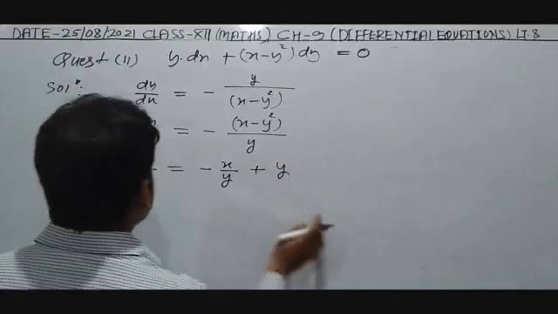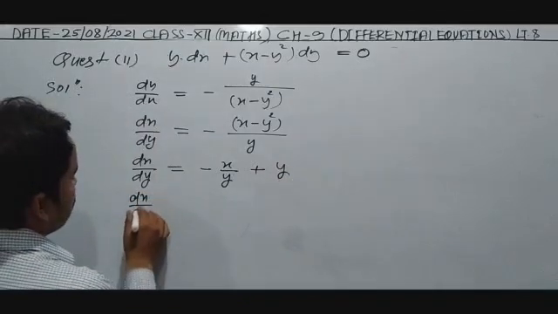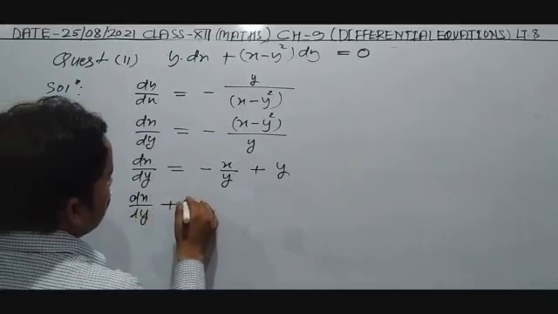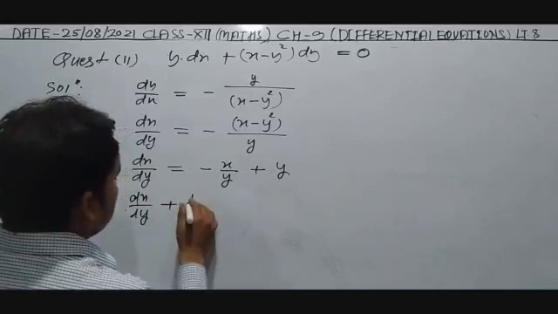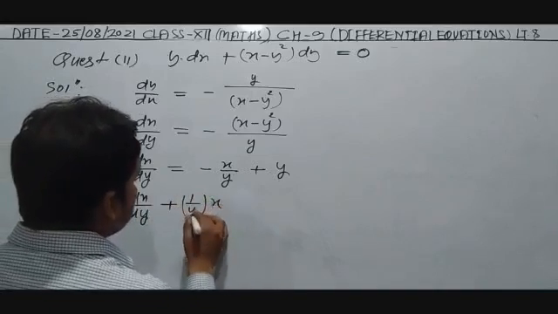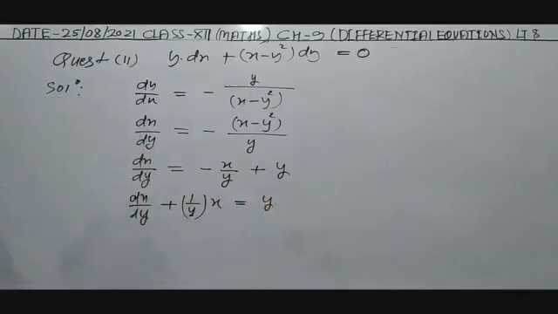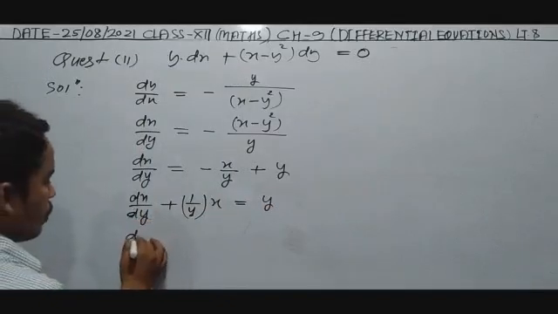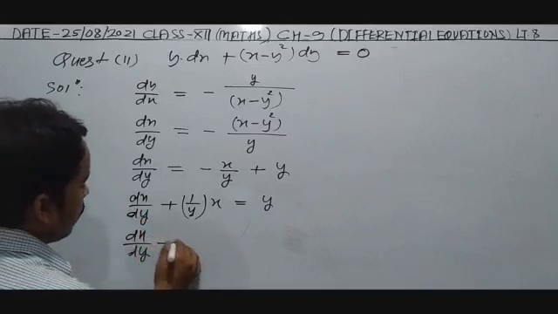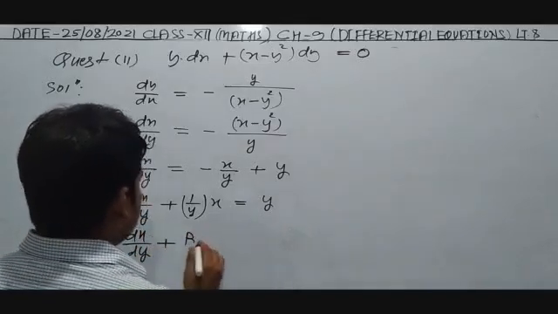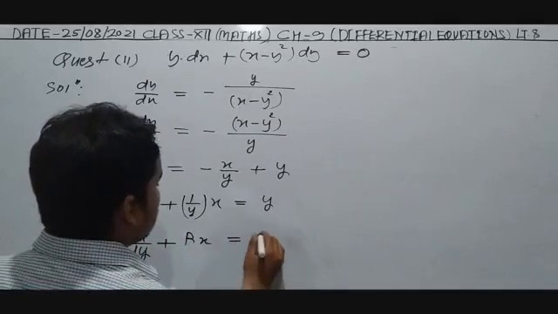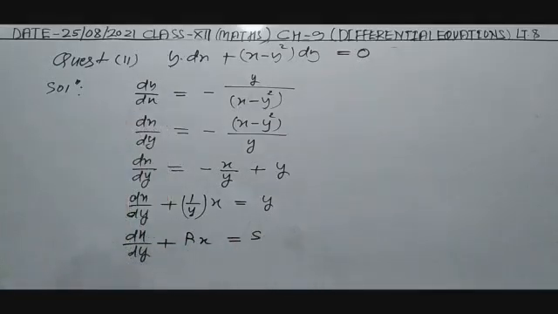So dx upon dy plus 1 by y with x is equal to y. See, this is the format of dx upon dy plus Rx is equal to S, and you know R and S are functions of y or constants.